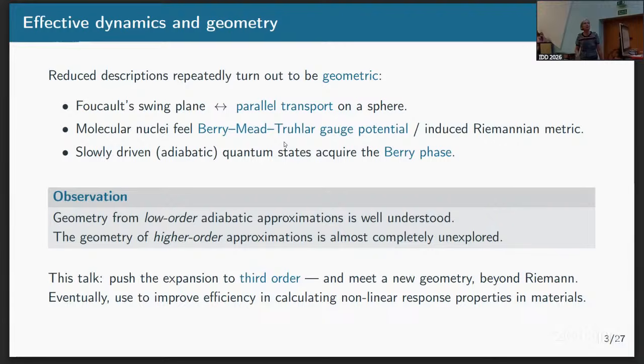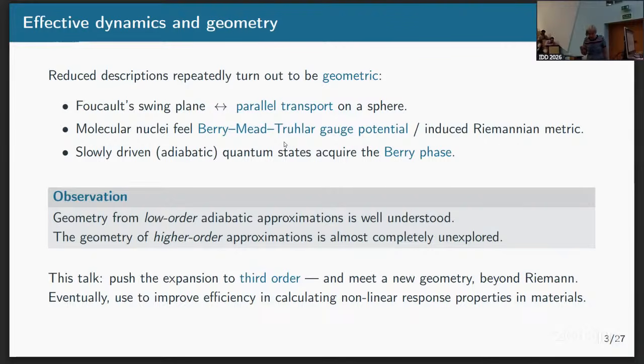What we have seen so far, and what is understood so far, is that in the low orders of adiabatic approximation, geometry is well understood. What hasn't been done is higher order approximation. They were done in very specific cases and not systematically, and it's mostly unexplored. What we wanted to do here is to go to the third order, and describe the geometric structure induced in the third order of effective adiabatic approximation.